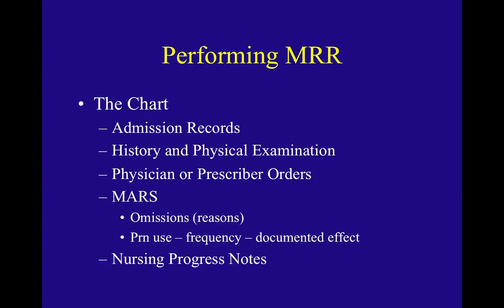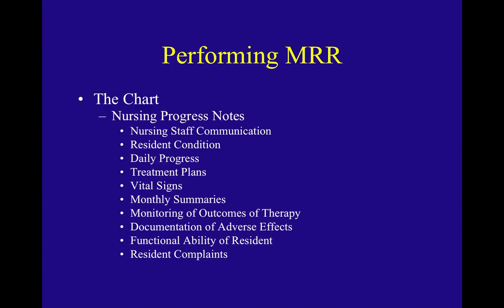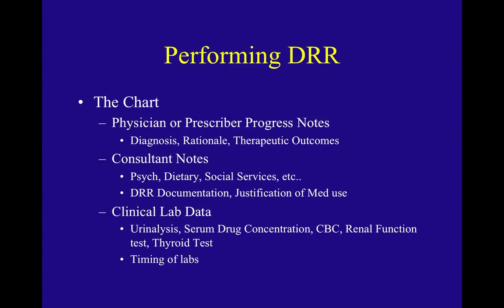And then another key place where you're going to find a lot of information is the nursing progress notes. The nursing progress notes will have the following information in them. Sometimes you'll find vital signs tucked within those notes, and the daily progress of the resident's condition. This is where you might identify geriatric syndromes such as falls, confusion, and constipation. You'll see documentation of the functional ability of the resident and any resident complaints.